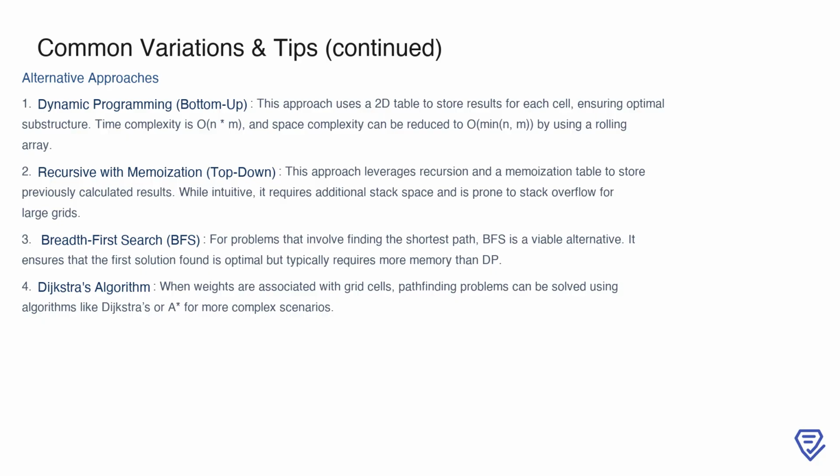Finally, for pathfinding problems where grid cells have weights, algorithms like Dijkstra's or A* can be used. These are well suited for more complex scenarios and provide a structured way to find the optimal path based on weighted costs.